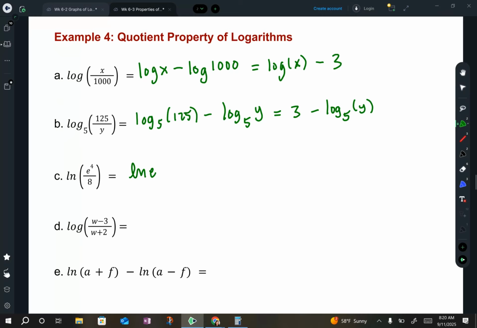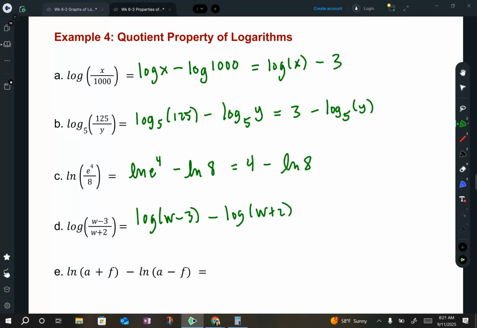Natural log of e to the 4th minus the natural log of 8. Well, the natural log of e to the 4th, remember that's base e, so e to the 4 would be e to the 4th, so that makes that 4 using our definition-based property. 4 minus natural log of 8. This one's all set up for us. Log of w minus 3 minus log of w plus 2.